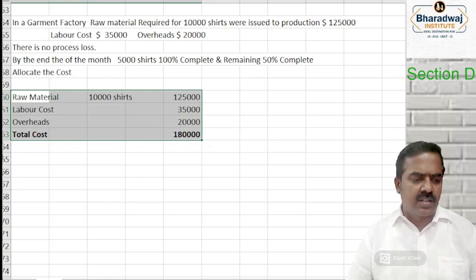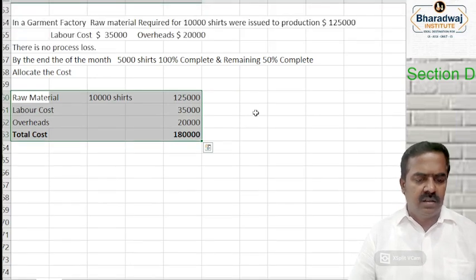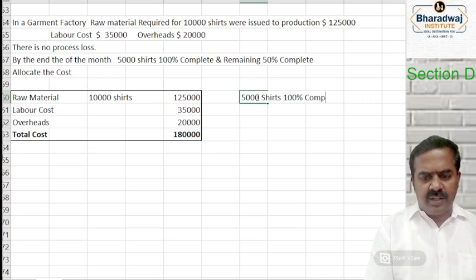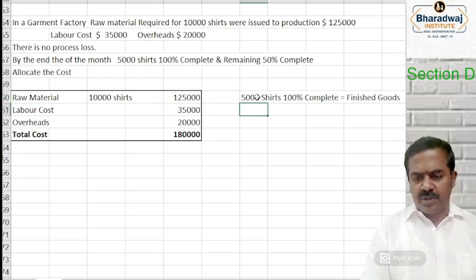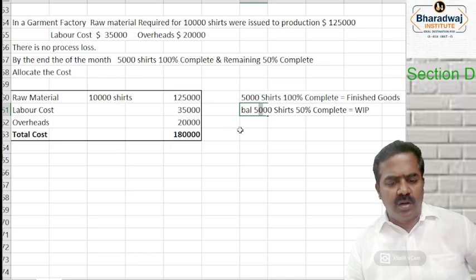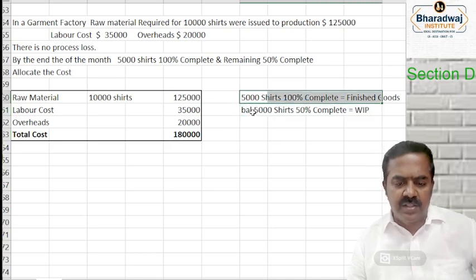So this is the total cost incurred in that particular month. Now here, 5,000 shirts, 100% complete means finished goods. This is finished goods inventory. The balance 5,000 shirts, 50% complete, is called work in progress. Can you work out the value of completed units and incomplete units?